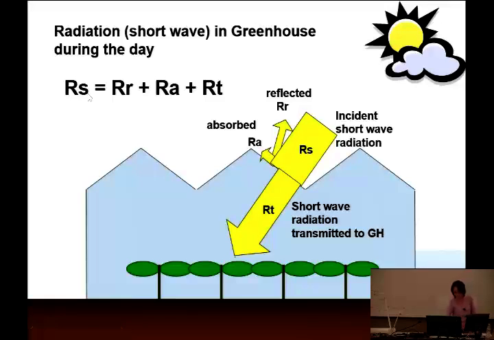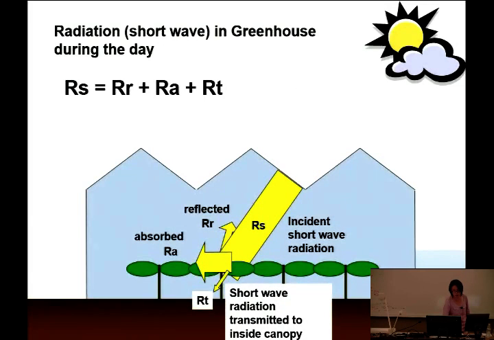Usually you want to select glazing with a high percentage of transmission, right? Otherwise, you can't increase temperature to warm up for wintertime production, or you can't get enough photosynthetically active radiation in a greenhouse. So you've got to select good glazing with high transmission.